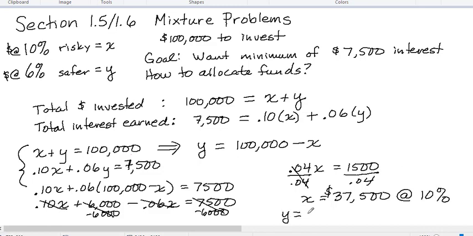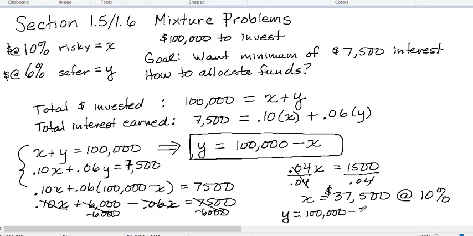Then how much would be at 6%? Well, the rest of the money. So to find y, you could use this formula. It'd be the total investment of 100,000, take away however much was in the other account. So 100,000 minus 37,500 equals 62,500.